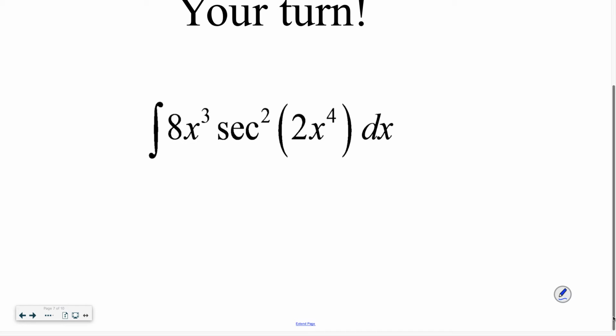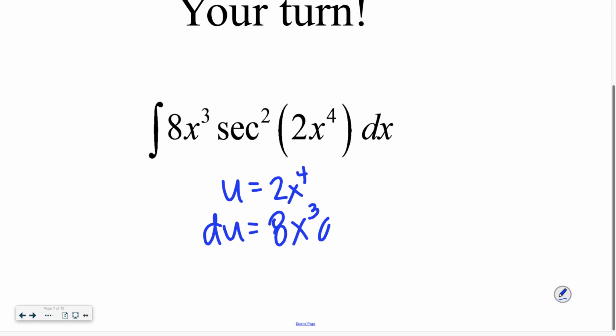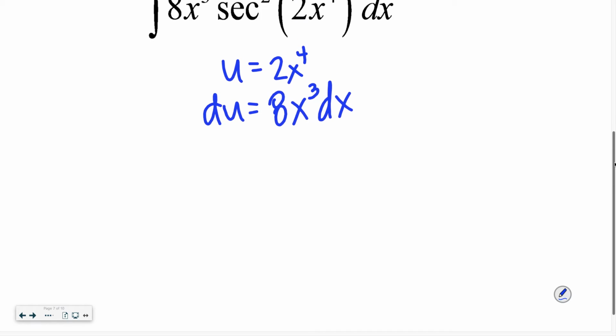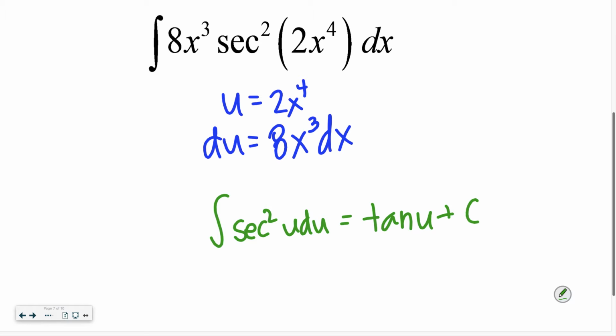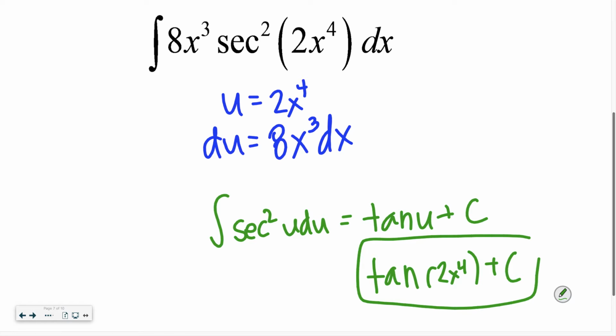Brenly, what'd you use for your u? 2x to the 4th, which means your du was? 8x cubed dx. Okay, that worked out nicely, didn't it? So, you would have had the integral of secant squared of u du, which should have given you tangent u plus c. So as I was walking around, this is what I was seeing. Tangent of 2x to the fourth plus c, right?